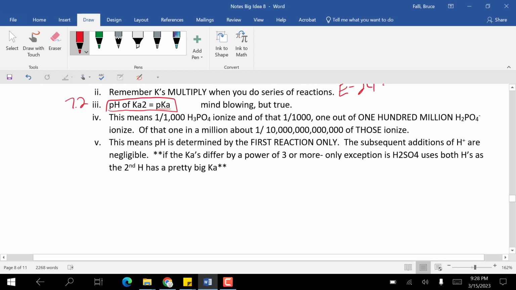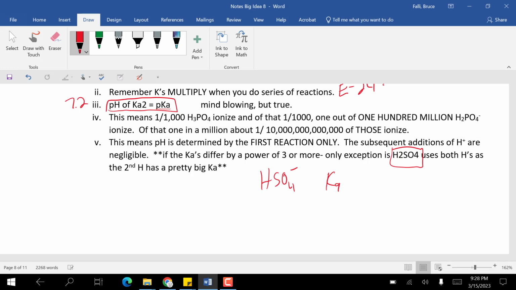So this means the pH is determined by the first reaction only. The subsequent additions of H positive are negligible, 10,000 times less. The Ka is different by a power of 3 or more. The only exception is H2SO4. It uses both because the second Ka of HSO4 negative is pretty big. It's something like E negative 3.